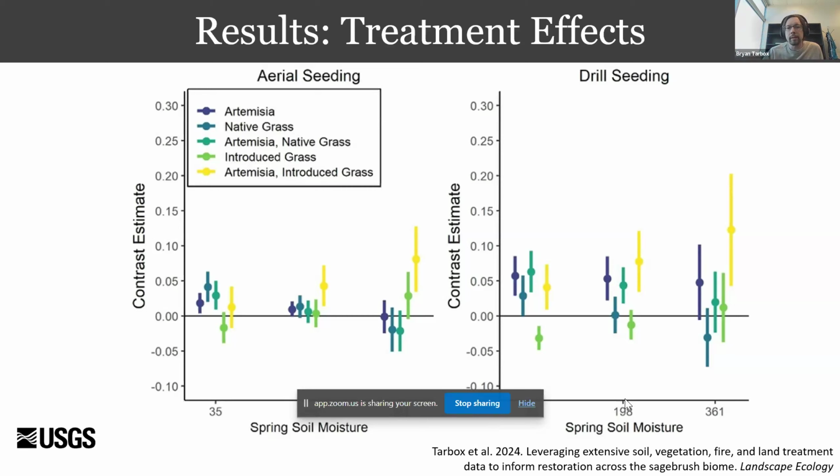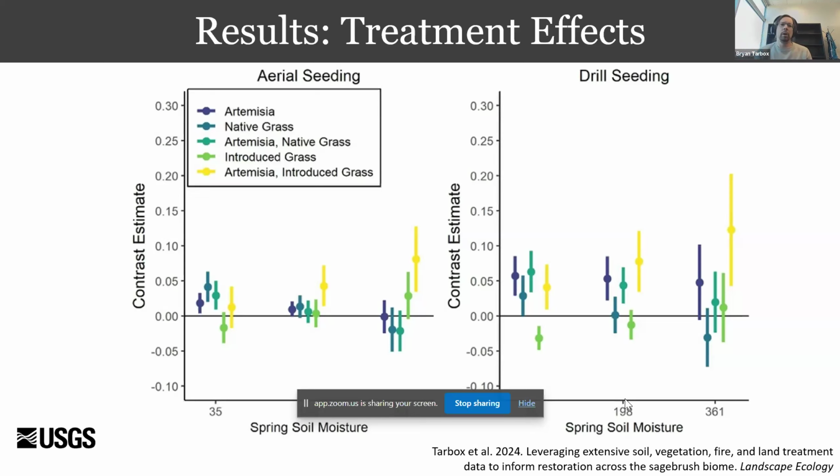And then the x-axis is a gradient of spring soil moisture, with the left being more arid sites and the right being more mesic sites. One of the things that jumps out at you most quickly here is that the drill seeding tended to have a more noticeable positive impact on sagebrush recovery rates, the graph on the right. Aerial seeding did have an effect, though. It did tend to improve sagebrush recovery rates, but that varied by seed mix.